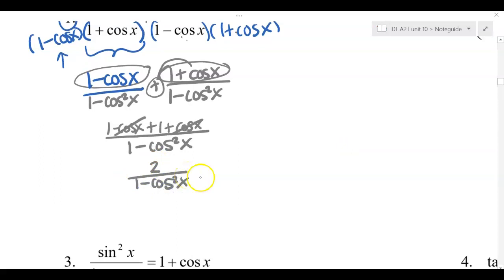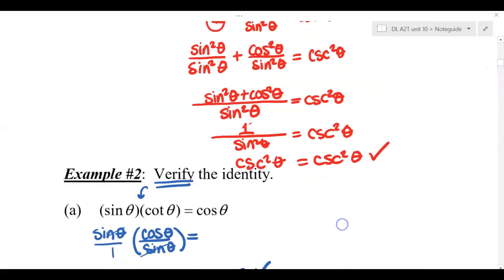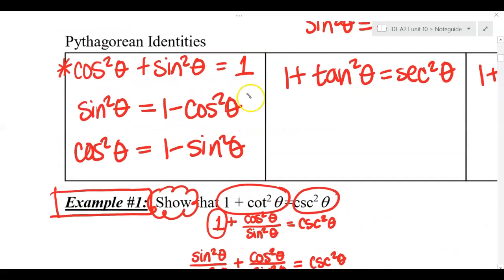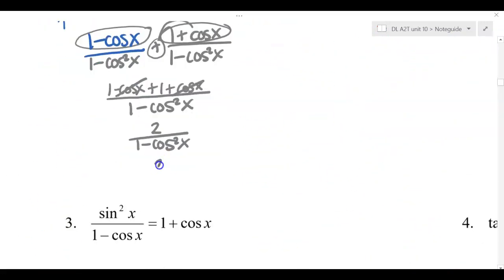But again, having a 1 and a cosine squared together should remind you to look back at that trig identity. So I'm going to go back and look at my identities. 1 minus cosine squared can be replaced with sine squared. And then remember, having a sine in the denominator is the same as having a cosecant. So this is 2 times cosecant squared x.